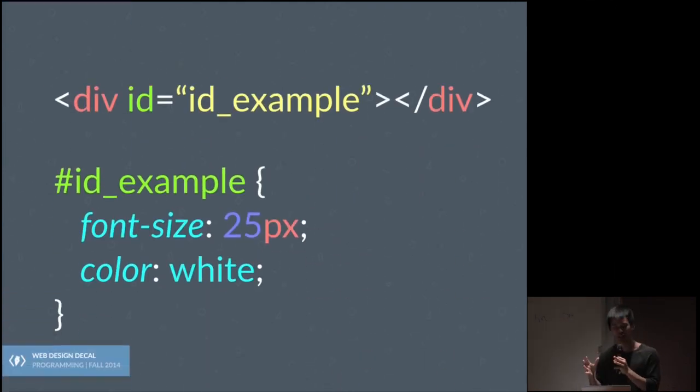This is exactly what I just waved in the air, but now it's on a slide. The top part is the HTML. This is what it looks like when using an ID. It's just id equals whatever you call that ID, and then in the CSS, this maps to that. So basically, every time you see id underscore example in the HTML, those CSS rules will apply to that element.